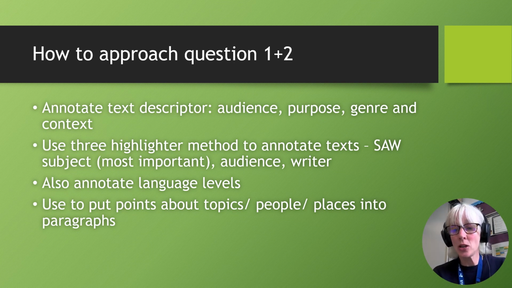That annotation then allows you to put your points together into paragraphs. Level 3 and above is having proper paragraphs, not just a random go through the text, but actually putting things together. So I would recommend your points about the topic, points about people or places, then a point about the writer, a point about the audience.